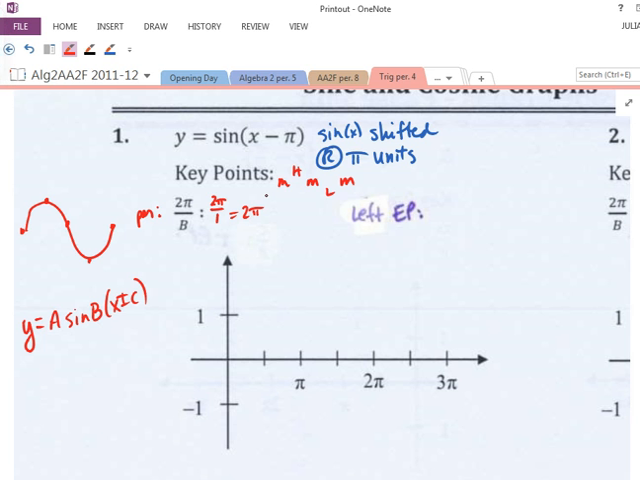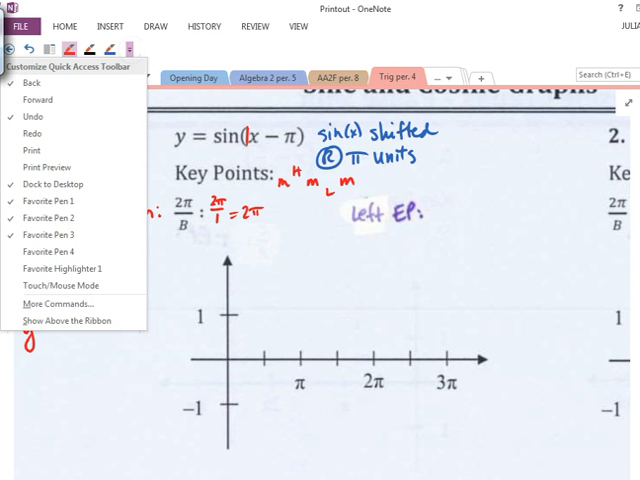Lauren? Why is B 1? Because you see this x over here? What's the coefficient of this x? 1. It's the coefficient of x. B is the coefficient of x, pretty much. Okay? Your left endpoint is this new piece that we're talking about now.